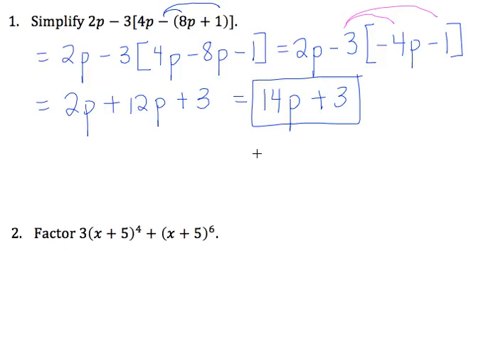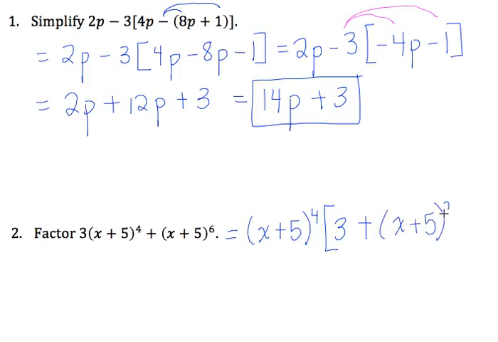And the next problem, we're factoring. So we're looking for the greatest common factor between these two terms. This one has a 3, this one does not have a coefficient. This one has x plus 5 to the 4th, and this one has x plus 5 to the 6th. So they both have 4 of those in common, so we can factor out an x plus 5 to the 4th. That leaves us with just a 3 in the first term, and an x plus 5 all to the 6th. All squared, because we have 2 of them left over after we take 4 of them out.